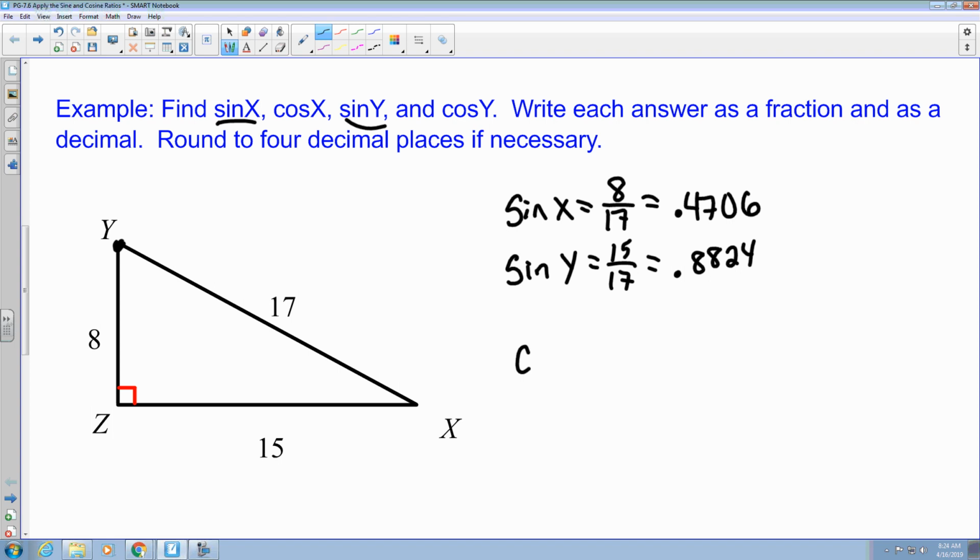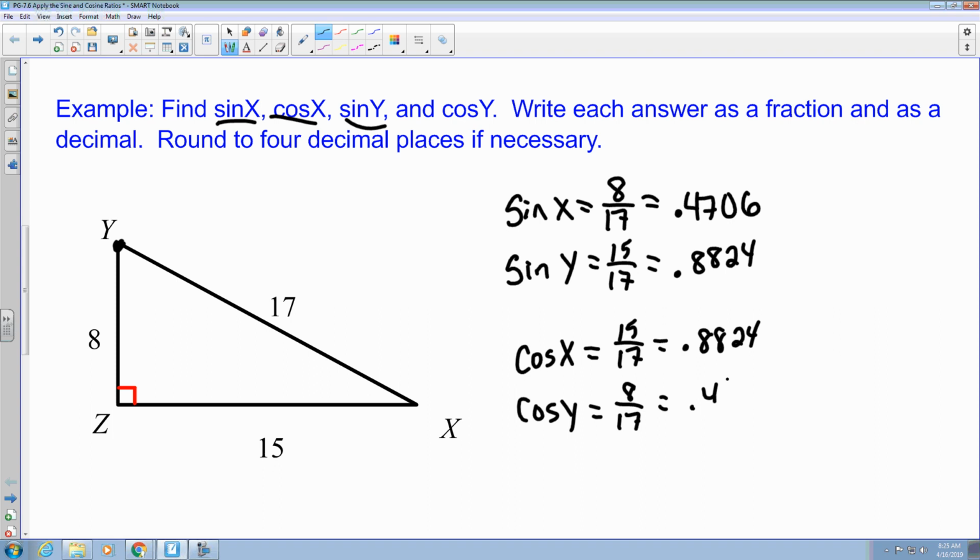Let's look at cosine of x and cosine of y. Cosine of x is adjacent, so that's 15 over the hypotenuse, which is 17. And we actually have something here. The sine of y is the same ratio as the cosine of x, 0.8824, which probably means that cosine of y is the same as sine of x, but let's check. Cosine of y, adjacent is 8, and hypotenuse is 17, and again, it's 0.4706.